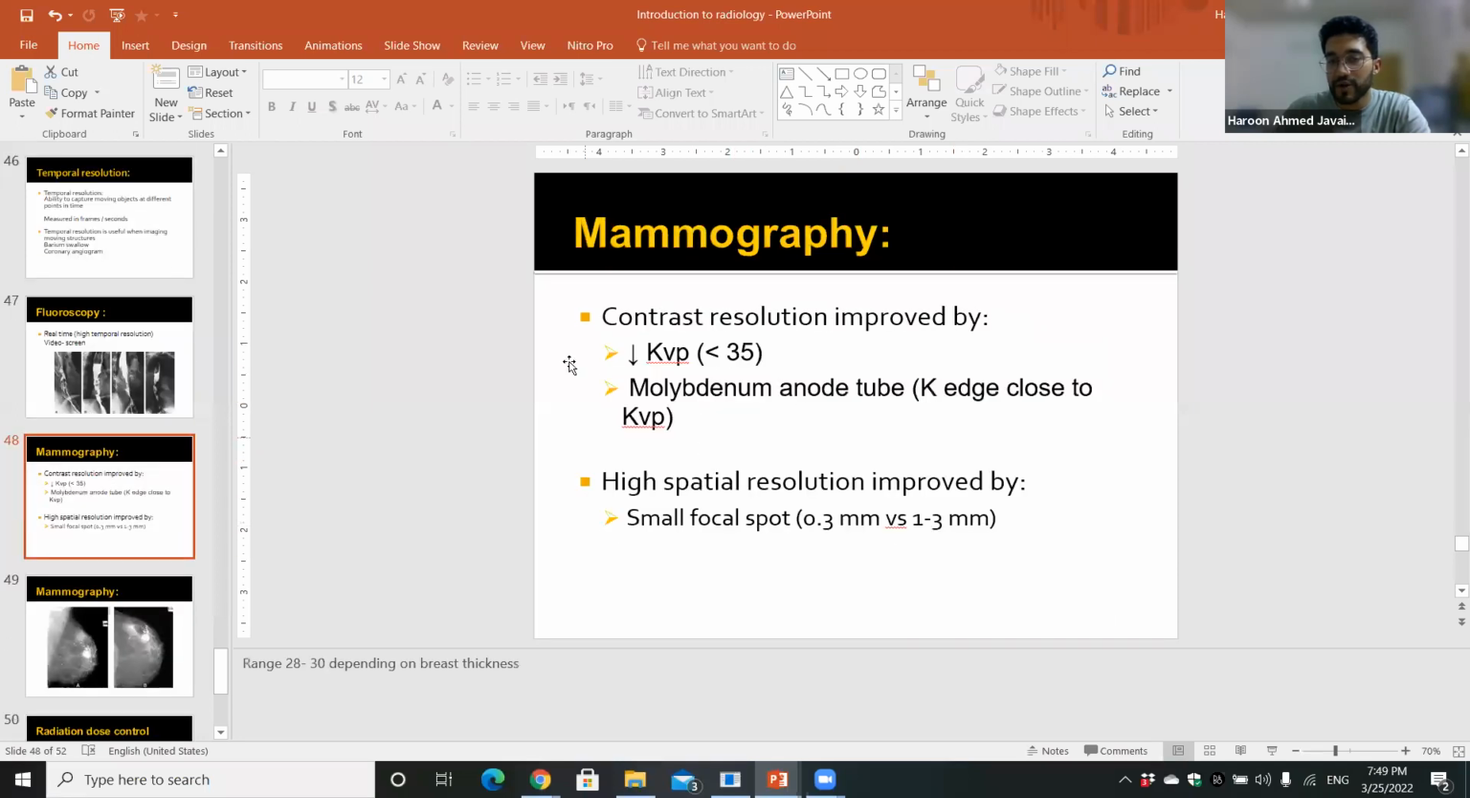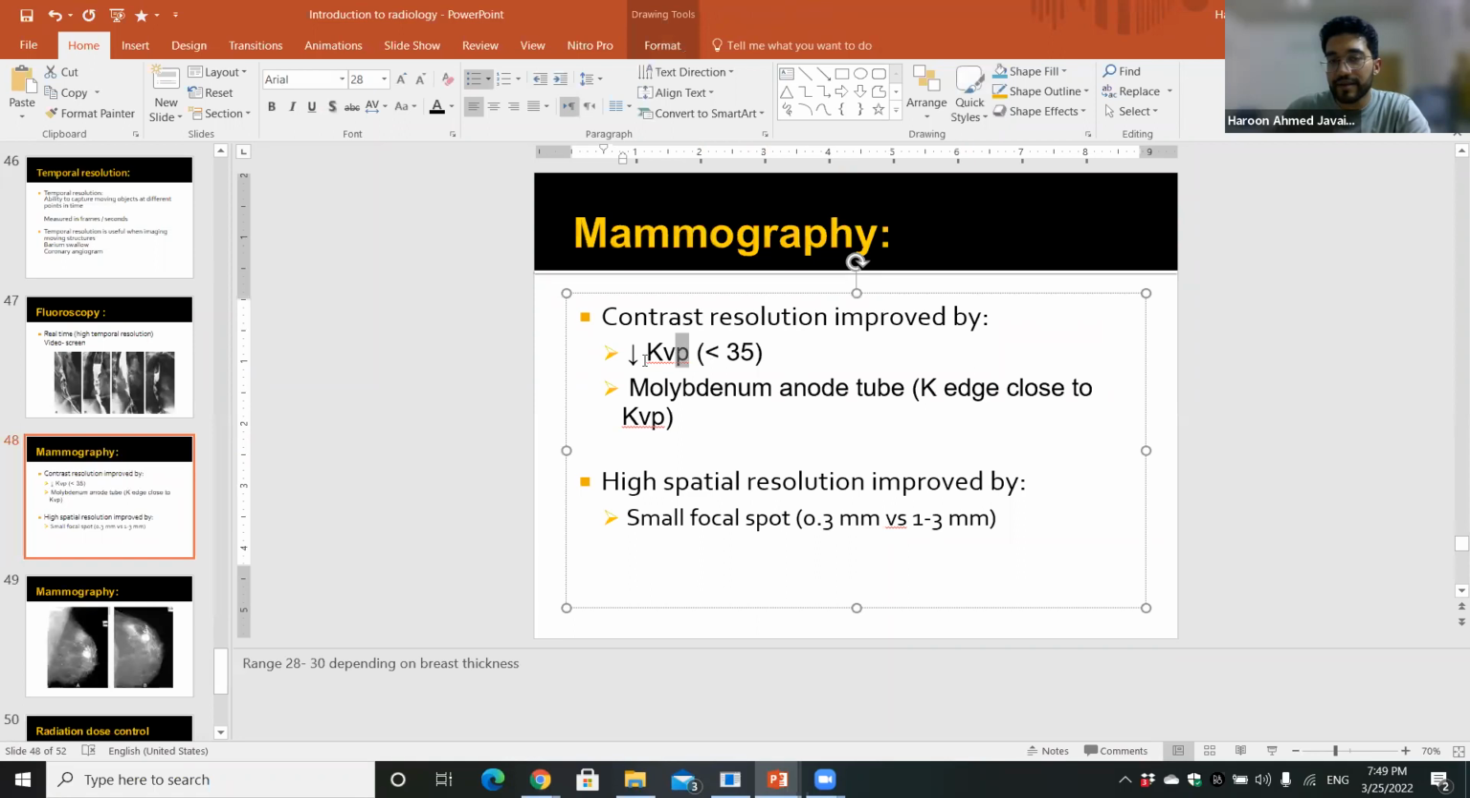In mammography, you want to know that you will decrease kVp. The kVp over here is less than 35 because that's closer to the breast tissue. And again, you will use a material which will produce X-rays of lesser energy because we want to get a better image and we want to decrease the amount of total radiation dose. The last point over here is that high spatial resolution is improved by a small focal point.